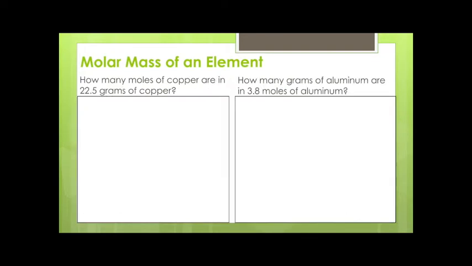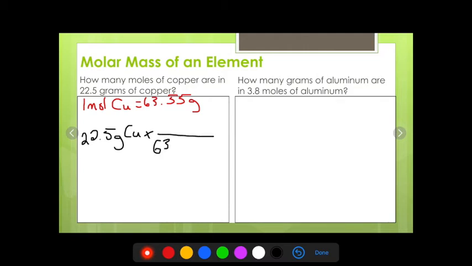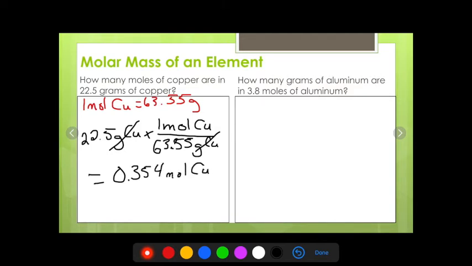Okay, so we're going to use the molar mass as a conversion factor. So here it says how many moles of copper are in 22.5 grams of copper. So we just saw that 1 mole of copper is equal to 63.55 grams. Okay. So again, we're going to use that as a conversion factor. So we're going to start with our given, which is 22.5 grams of copper. We want grams to cancel, so I'm going to put 63.55 grams on the bottom and 1 mole of copper on the top. So we get 0.354 moles of copper are in that 22.5 grams of copper.